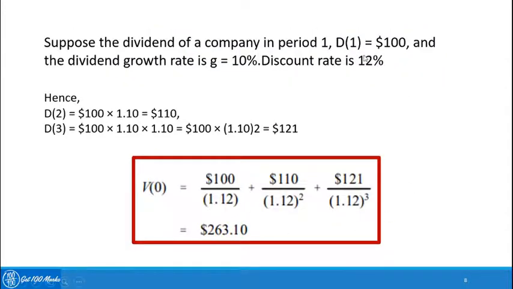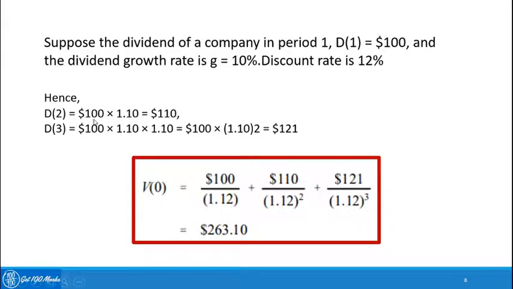Suppose the dividend of a company in period 1, that is D1, is equal to $100 and the dividend growth rate is 10%. The discount rate is 12%. To find out the present value of such a stock, we will find out the values of dividends in 3 periods. The value of dividend in the first period is given in the question, which is $100. In the second period, the value of dividend is $110. 100 has been multiplied by 1.10 because the dividend in the second year will grow by 10%.